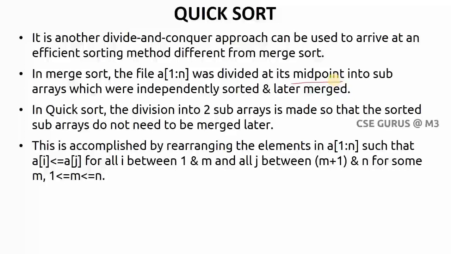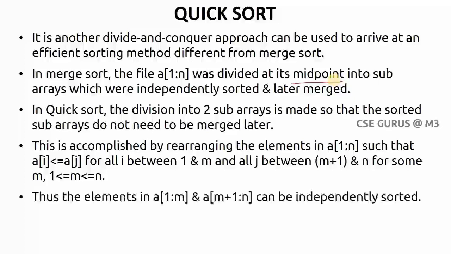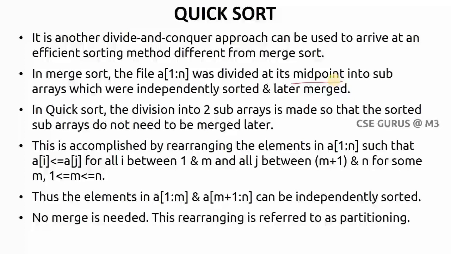So this is accomplished by rearranging the elements, that is A of 1 to n. How you are rearranging, we have seen in the cases. This is A of I is less than or equal to A of j for I between 1 to m. Here m is somewhat like the pivot element, and next for the other half of the array, like this you are taking. Thus the elements A of 1 to m are the first part, and A of m plus 1 onwards the second part, which can be independently sorted. So we have seen how these are independently sorted. So no merge is needed. That's what we said. This rearranging we call partitioning here.